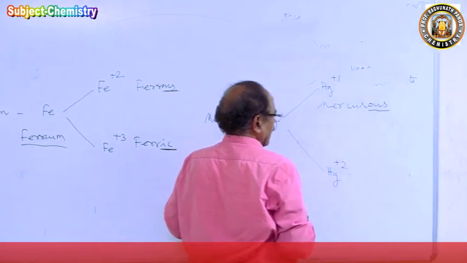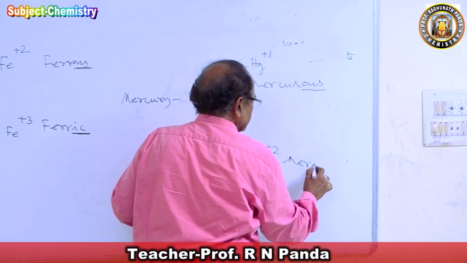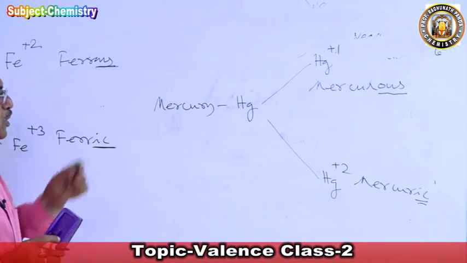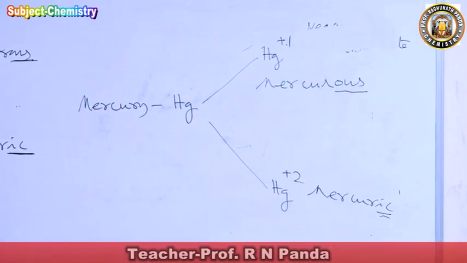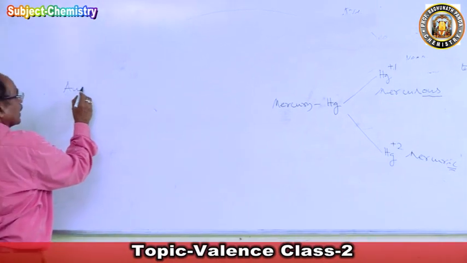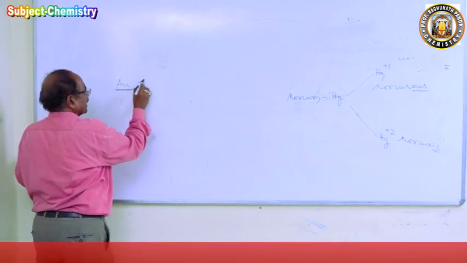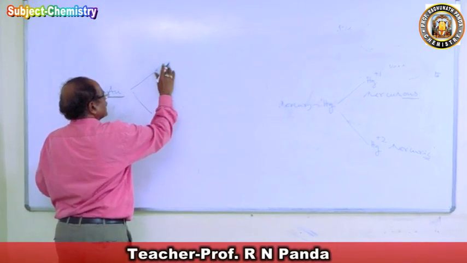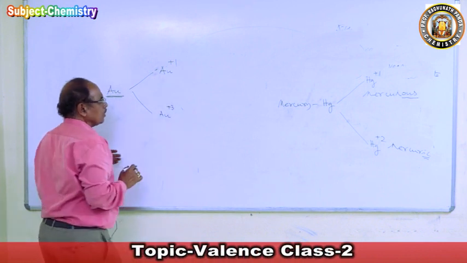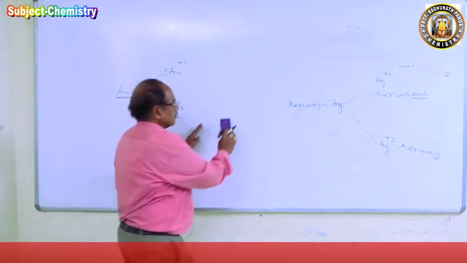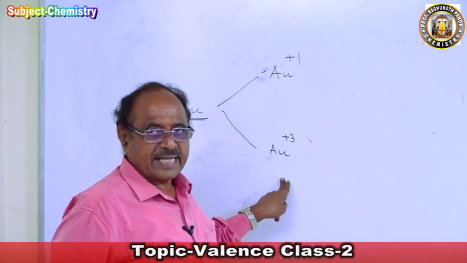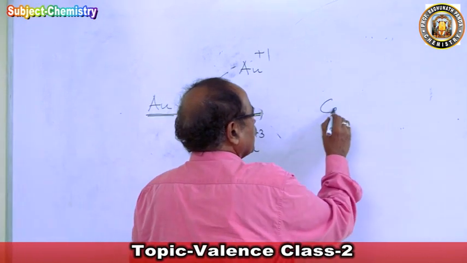Mercurous, and Hg plus 2 is called mercuric. So mercury exhibits two valence states, mercurous and mercuric. Now if you come to another one, gold, Au. Gold exhibits plus 1 and plus 3, Au plus 1 and Au plus 3. Au plus 3 is called auric. Now we'll come to copper.